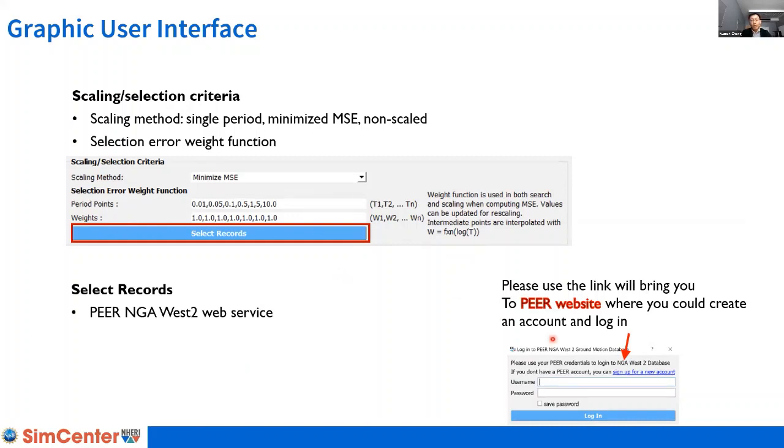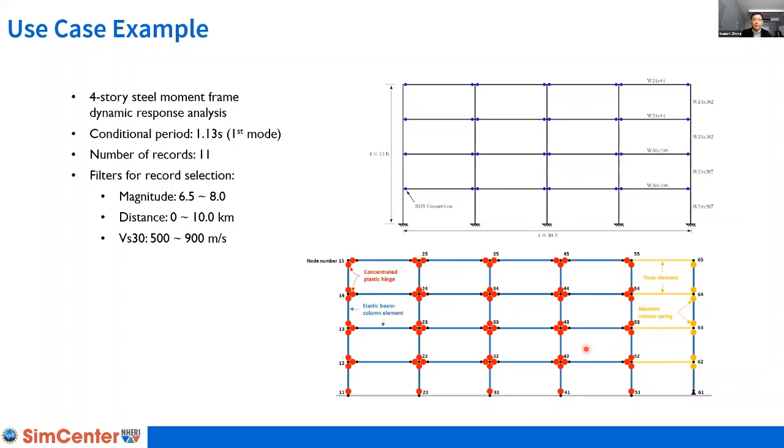So once you click that button, we'll bring you to a login interface to allow you to continue the ground motion selecting and downloading. And here, just follow one quick example of a case study using Stanford University classes. We let students explore the dynamic responses of a 4-story steel moment frame, where the fundamental period of the structure is 1.13 seconds, and we will select 11 ground motions for it and apply some filters to consider the magnitude and distance and the site VS30 effects.